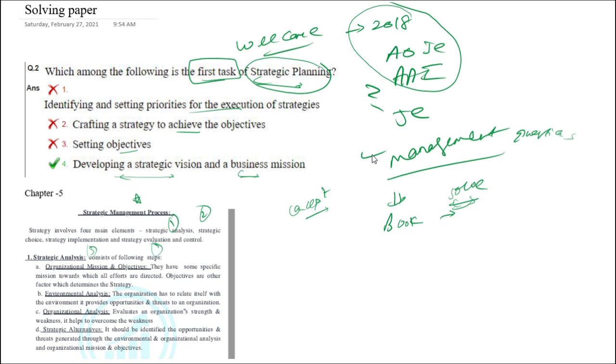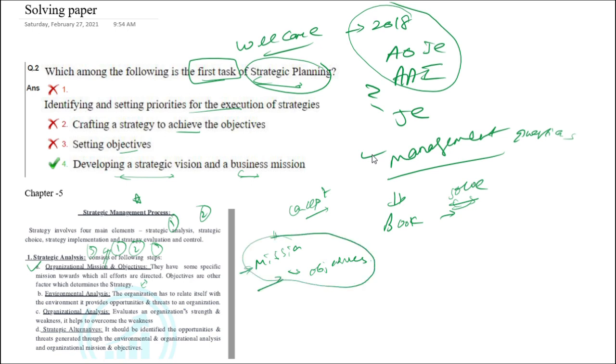And then if you go to the strategic analysis, the first point consists of the following steps. Here it is clearly mentioned: organizational mission and objectives. They have some specific mission towards which all the efforts are directed. So objectives are the other factors which determine the strategy. It is important to understand that organizational mission is the first thing, then it is followed by the objectives. Mission is the one that comes first always, because based on the mission only you will define your objectives. These are two important things for deciding any strategy, but the key is always a mission.